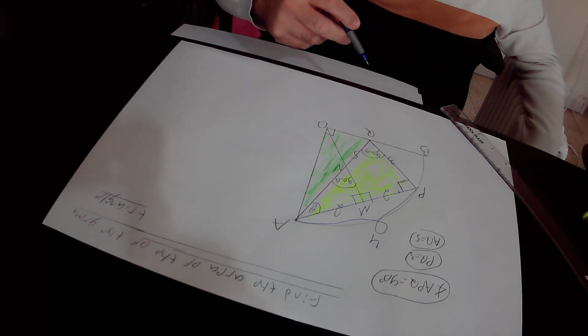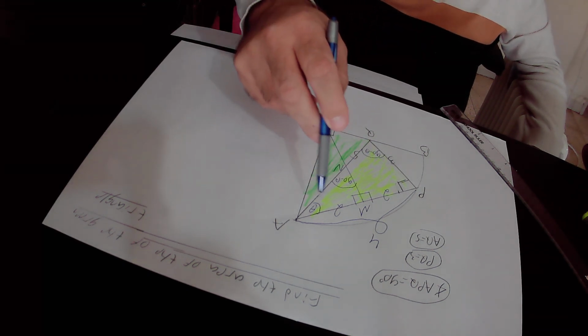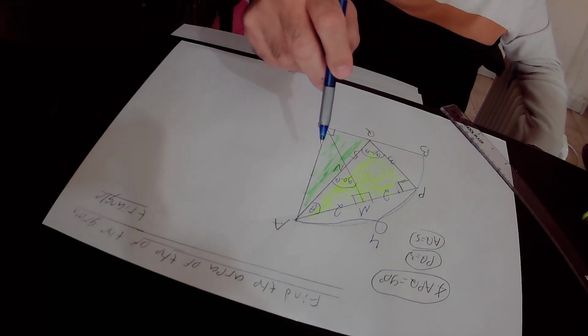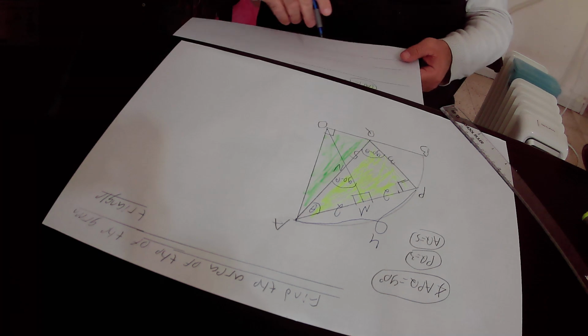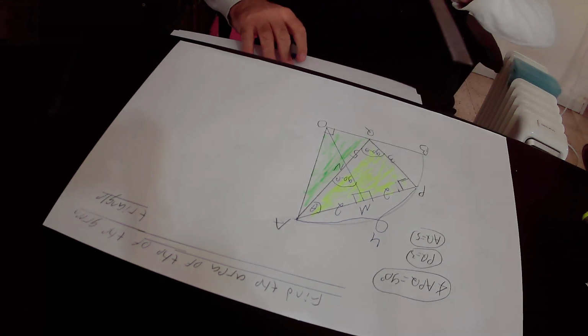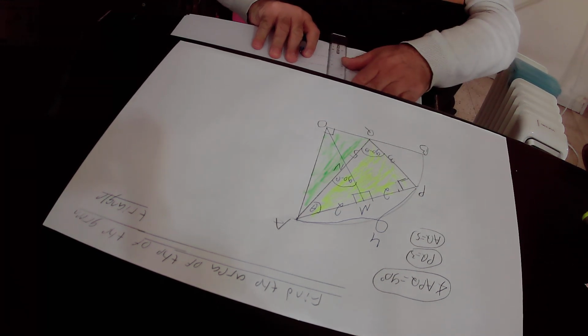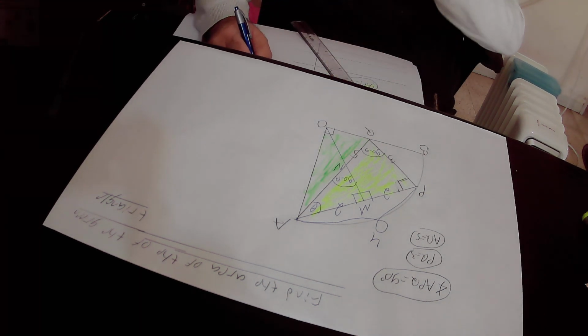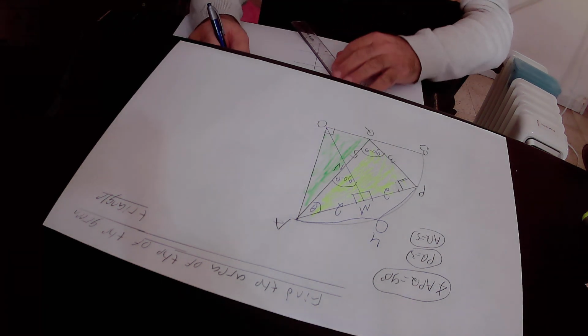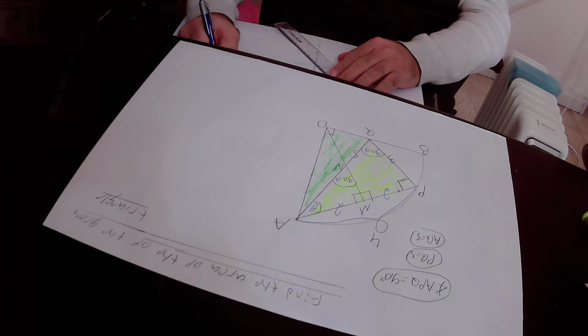In the next step, we prove that the small yellow triangle AMN is similar to the big yellow triangle APQ. Okay, so the big triangle APQ is similar to the small triangle MNA.